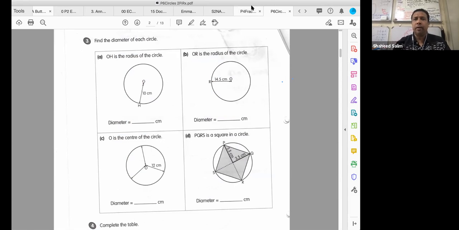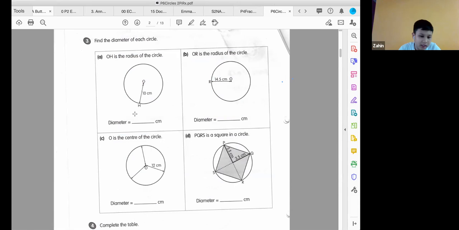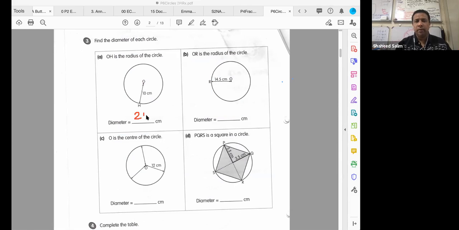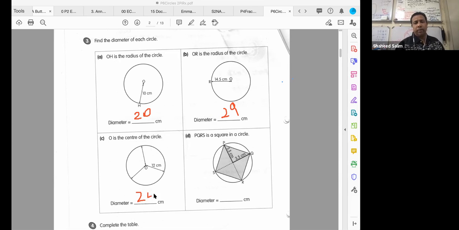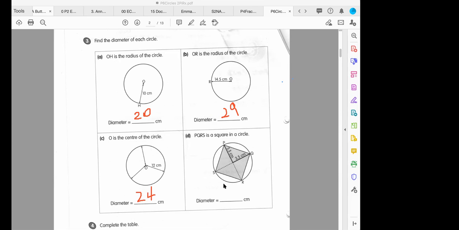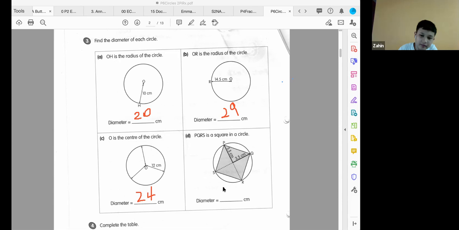Okay, Zahin, first diameter. A. Half. So A is 20. Ilhan, B. No answer, Ilhan. Zahin? 9. 29. Well done. Ilhan, C. 24. Correct. Well done. Zahin, D. 7.